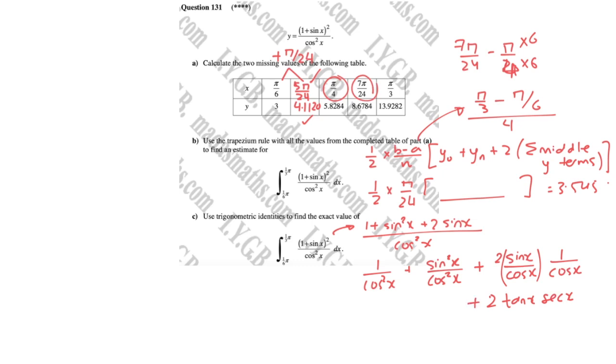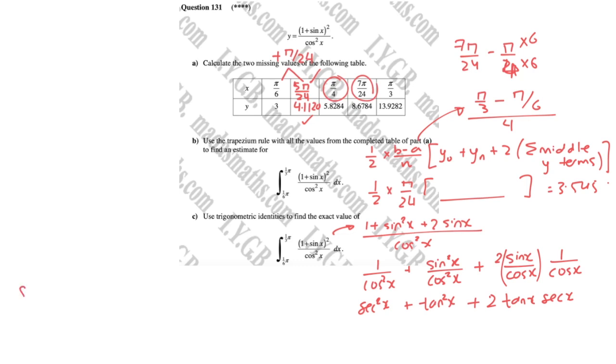So this will become tan squared x, and this will become sec squared x. And again, we can integrate that. But we can't integrate tan squared x, guys. What do we do here? It's sec squared x minus 1. Good.